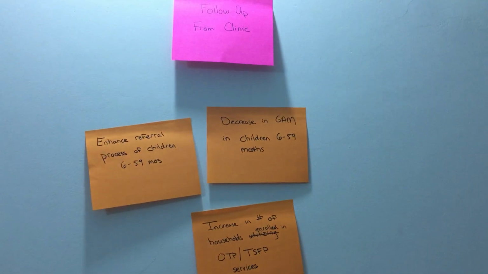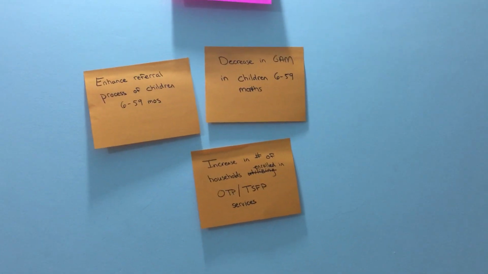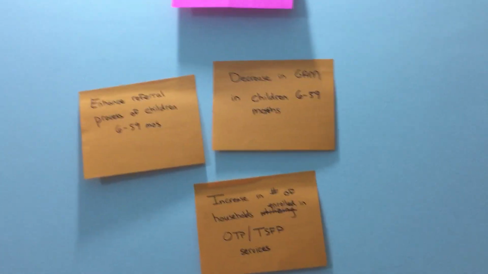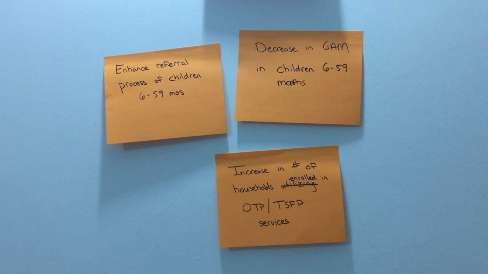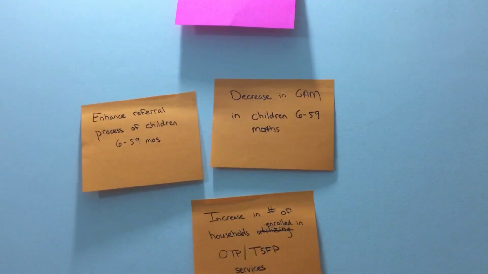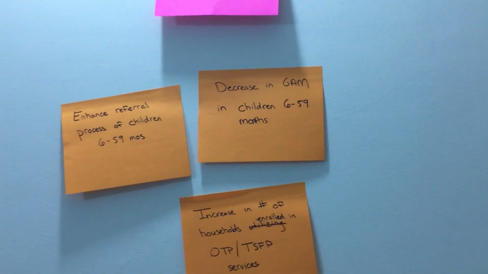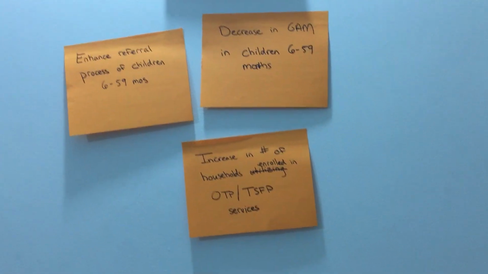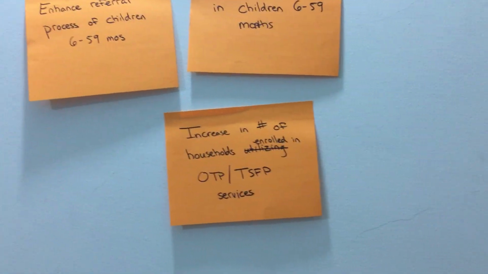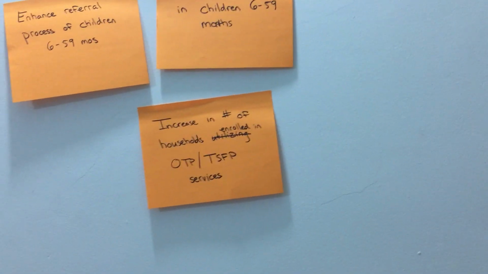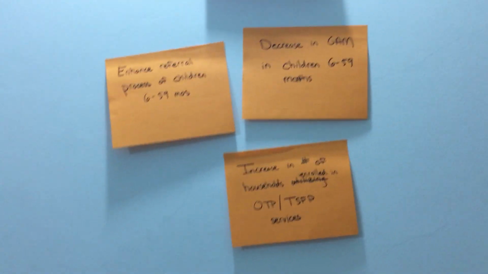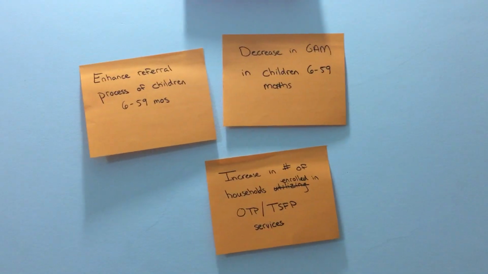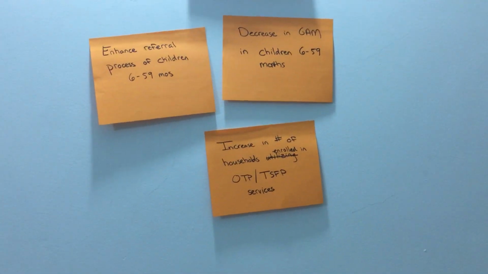So then for the follow-up from the clinic side, I just put a couple outcomes as well. Part of our process is that we want to enhance our referral system for children so that we make sure that if people are not taking their children for malnutrition services, why are they not doing that, and how can we improve on our end so that ultimately they are increasing the number of households that are enrolled in these services. And of course, the big reason why we're doing that is because we want to see a decrease in GAM, which is general acute malnutrition in children 6 to 59 months.